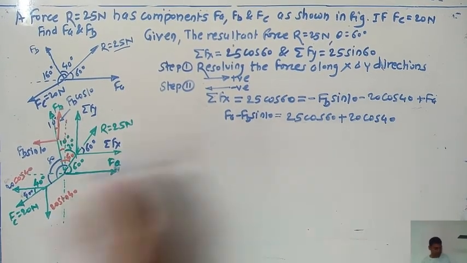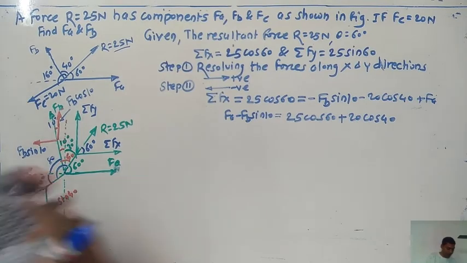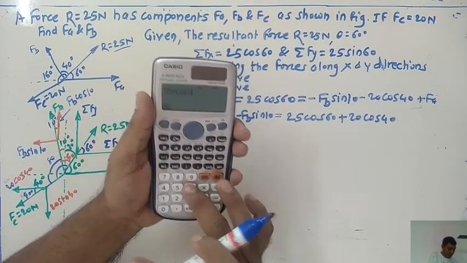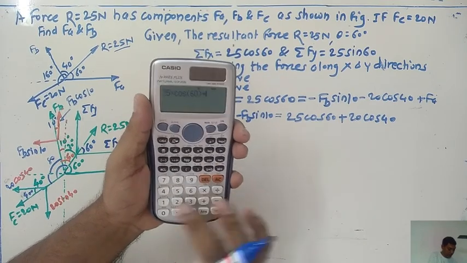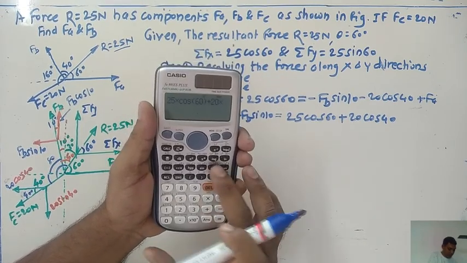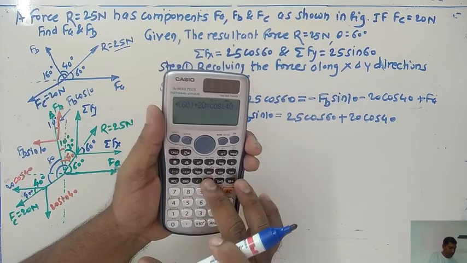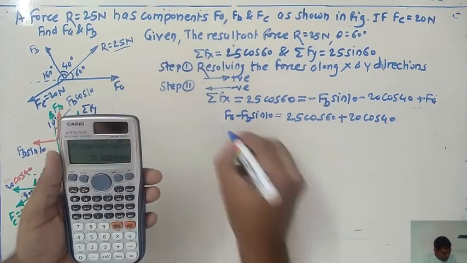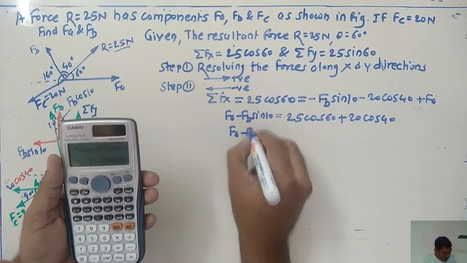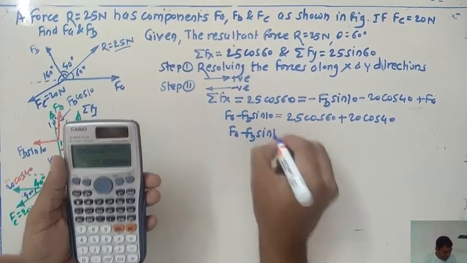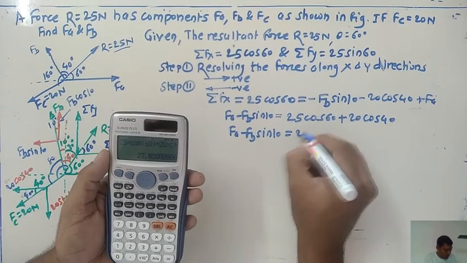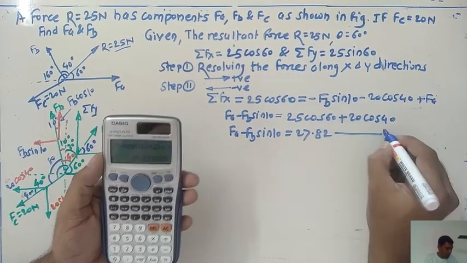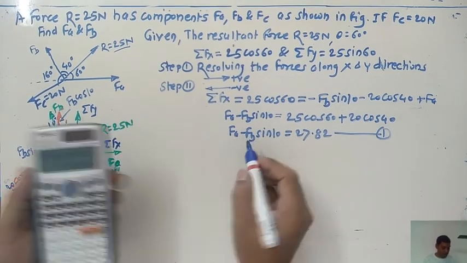Just simplify this: 25 multiplied by cos 60 plus 20 multiplied by cos 40. Just get the value for this. So FA minus FB sine of 10 equals 27.82. This is equation number 1, because here we have two unknowns.